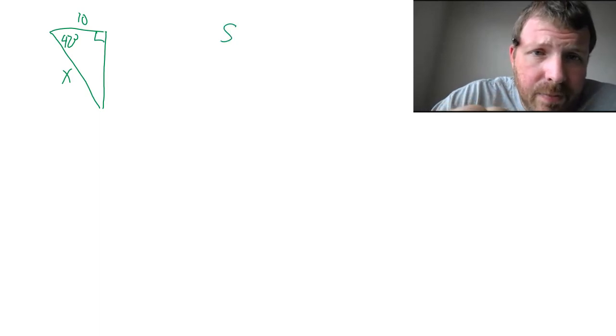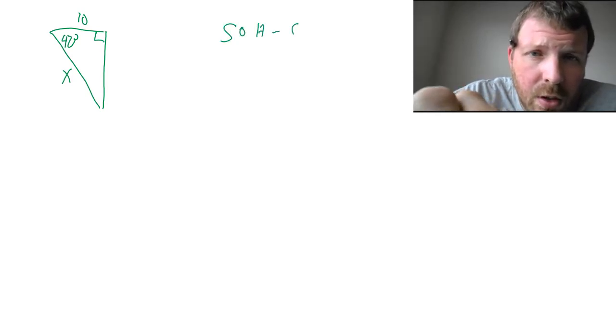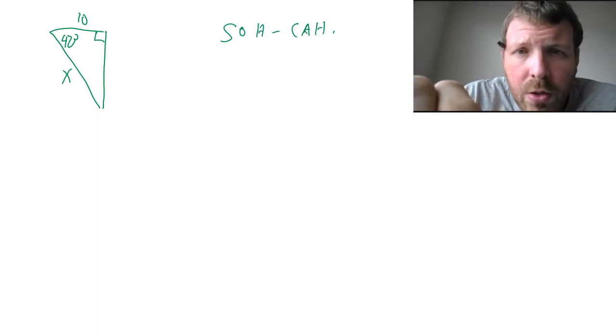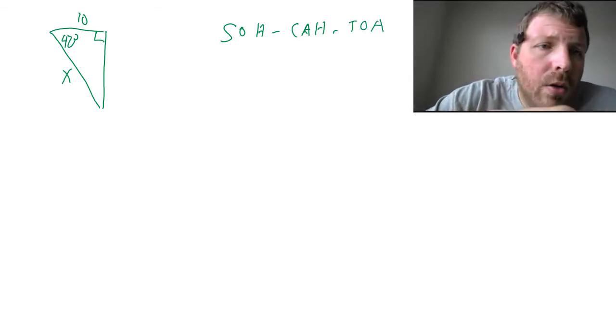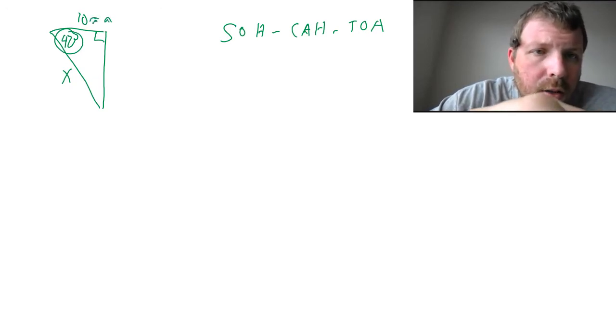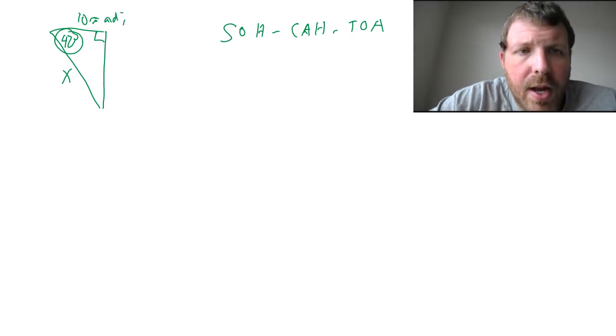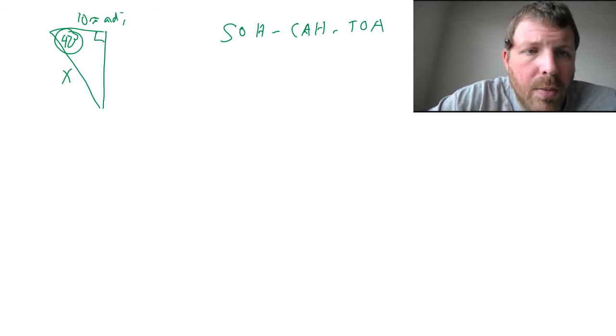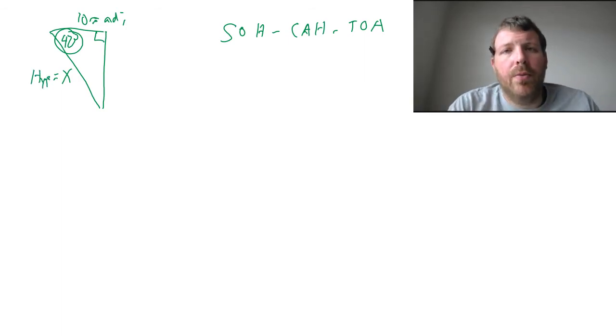SOHCAHTOA again. So using SOHCAHTOA, we need to figure out which trig function we're going to use. All right, so using my angle, I need to identify what I have. So 10 is the adjacent because it's right beside it, okay? And you may say, well, x is beside it. Yeah, but it's the hypotenuse because it's the one across from the right angle.